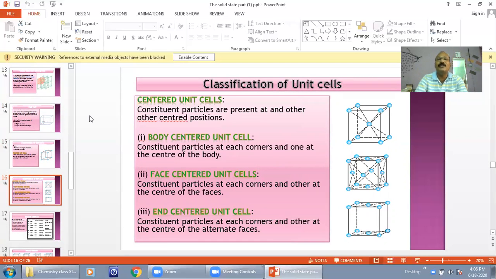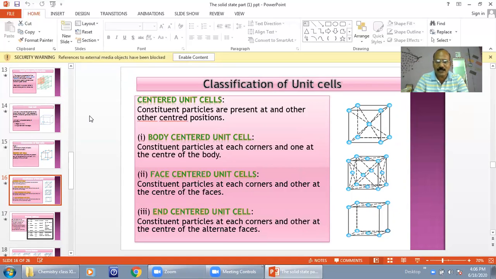The second type is centered unit cell. In case of the centered unit cell, the constituent particles are present at the corners as well as at other centered portions. What are the other centers of the unit cell? Apart from the corners, 2 other centers are there. One center is the face and the other center is the body. These are the two centers apart from the corners.